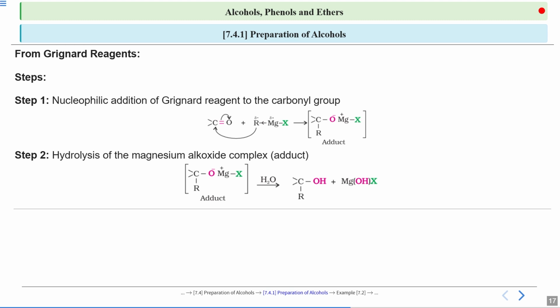A carbonyl compound, whether ketone or aldehyde, reacts with the Grignard reagent. So step 1 is nucleophilic addition of the Grignard reagent to the carbonyl group, and you will get an adduct. And step 2 is the hydrolysis of the adduct in the presence of water to give you a suitable alcohol as the main product.